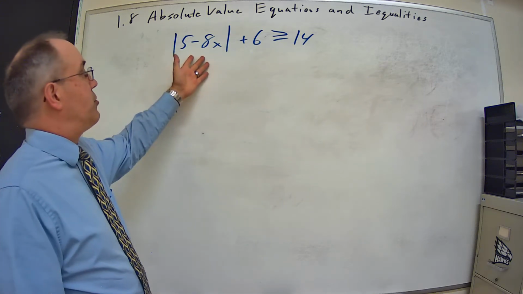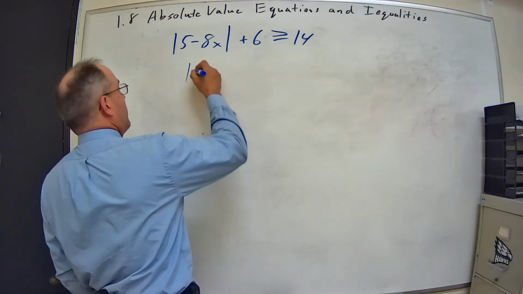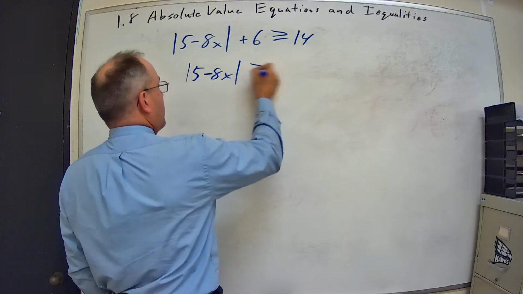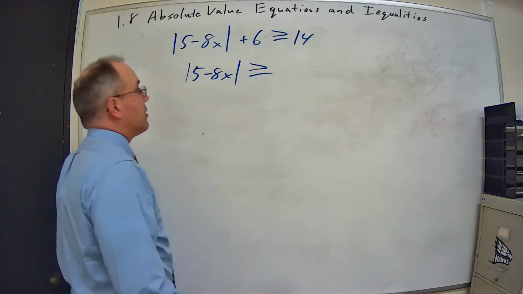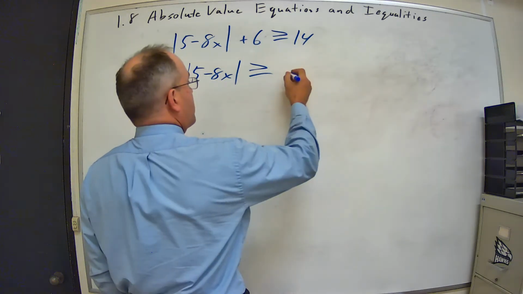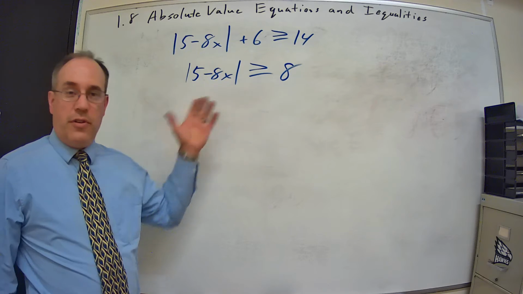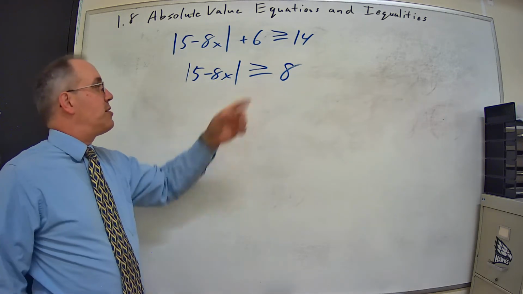So we have our absolute value here, we want to get it by itself. So the first thing we're going to do is say the absolute value of 5 minus 8x is greater than or equal to, we're going to subtract 6 from both sides of this. So 14 minus 6 is 8. Now we're down to a standard one.